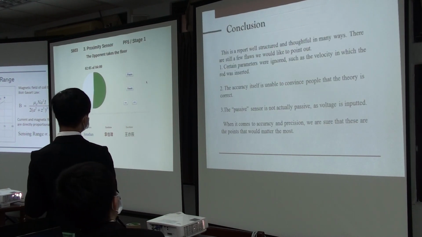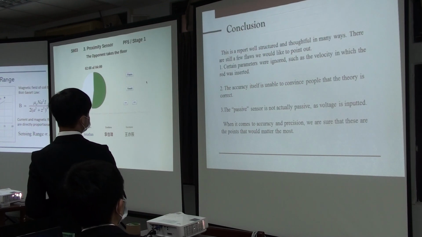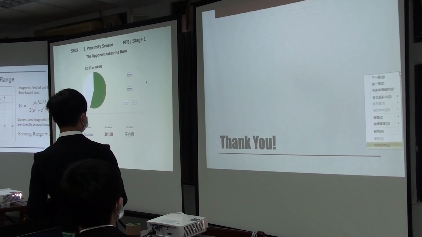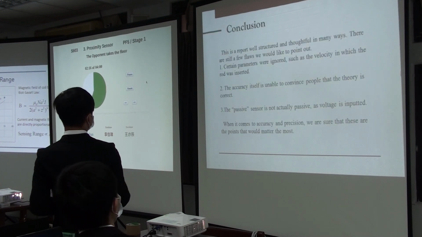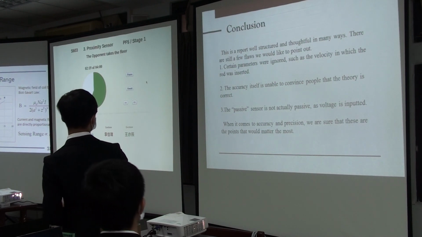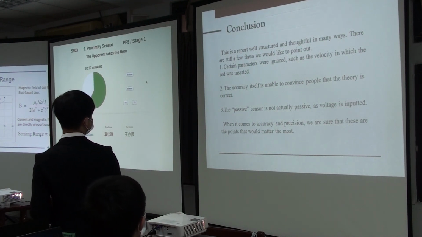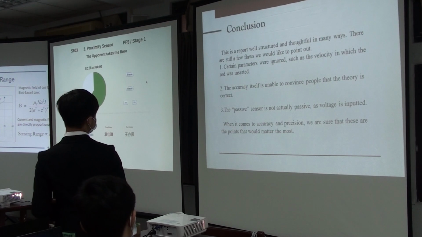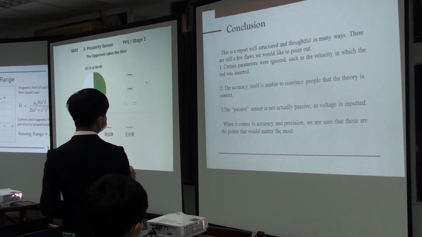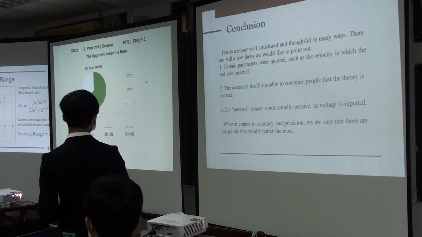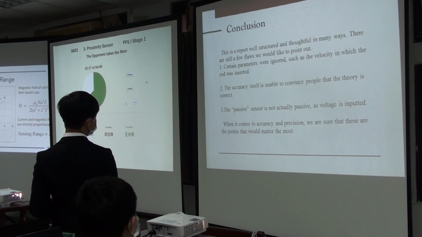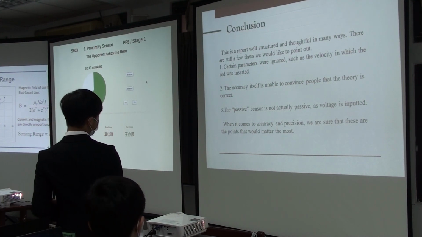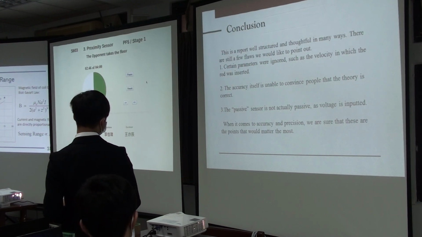And the conclusion: this is a report well structured in many ways. There are still a few flaws we would like to point out. First, certain parameters were ignored, such as the velocity at which the rod was inserted. And second, the accuracy itself is unable to convince people that the theory is correct. And the passive sensor is not actually passive as voltage is input. So when it comes to accuracy and precision, we are sure that these are the points that matter the most.